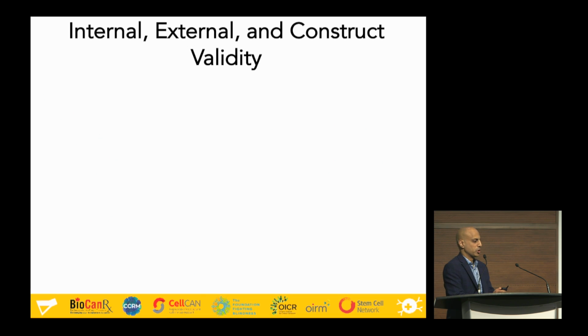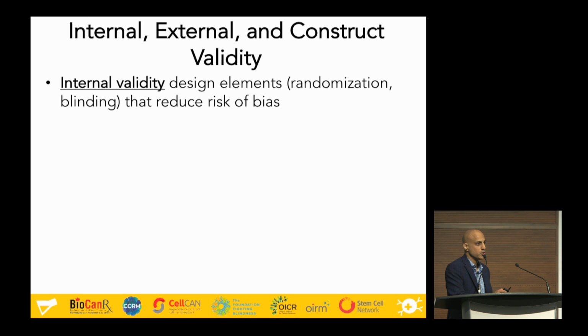So this is a nice little framework that we use to address validities in preclinical studies. There's three different types that I'll focus on for the remaining portion of this presentation. They're internal validity, external validity, and construct validity. So internal validity deals with design elements. Some design elements that you might have heard of include randomization and blinding, and these are methods and elements that are used to reduce the risk of bias.